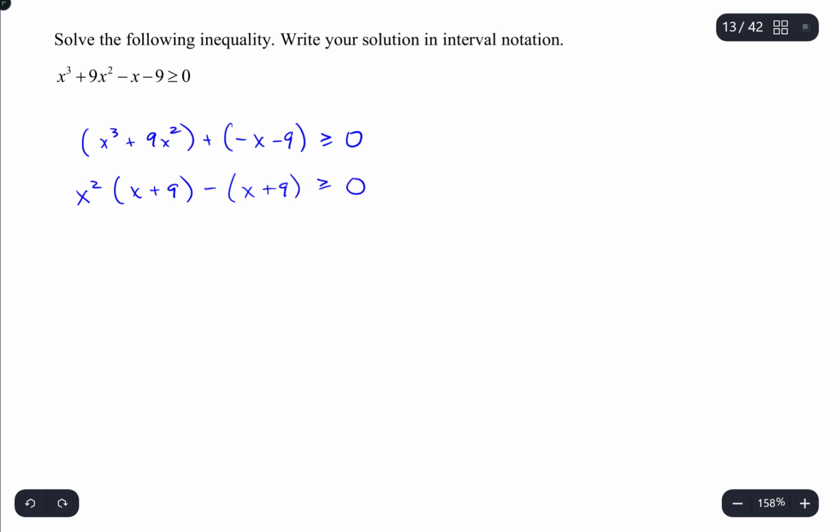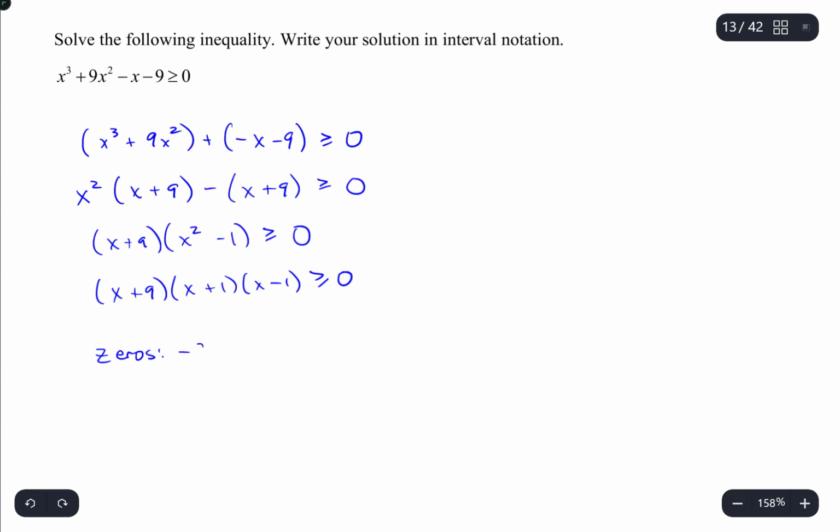And the cool thing about that is the x plus 9 is now a common factor of the remaining 2 terms, which I can factor out. And that leaves me x squared from the first term and negative 1 from the second. And then x squared minus 1 could be written as x plus 1 times x minus 1 because it's the difference of squares. All right, so the zeros that I have to work with here are negative 9, negative 1, and positive 1.